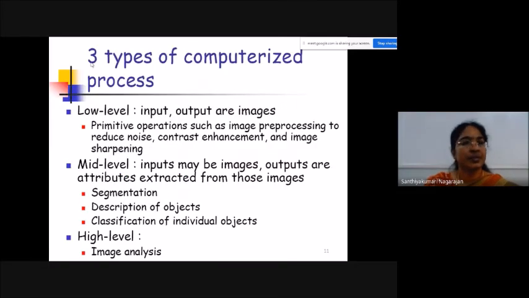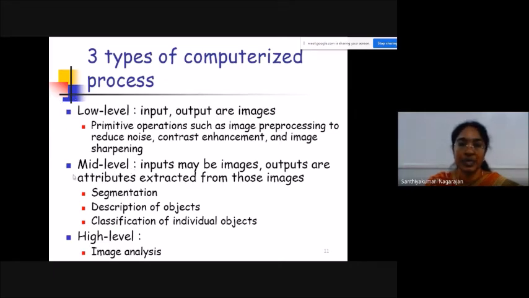There are three different types of computerized processes, namely low-level, mid-level, and high-level processing of information. In these three types of computer-based digital image processing, low-level means both your input and output are images. All the primitive operations such as image pre-processing, noise reduction, contrast enhancement, image sharpening, and image smoothening come under the process named low-level image processing.